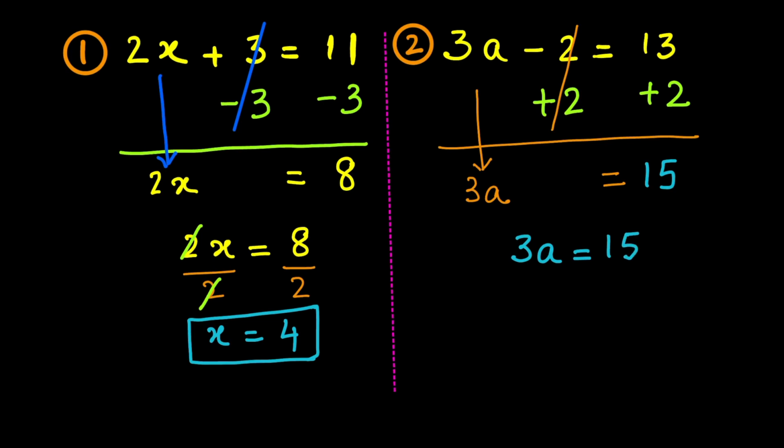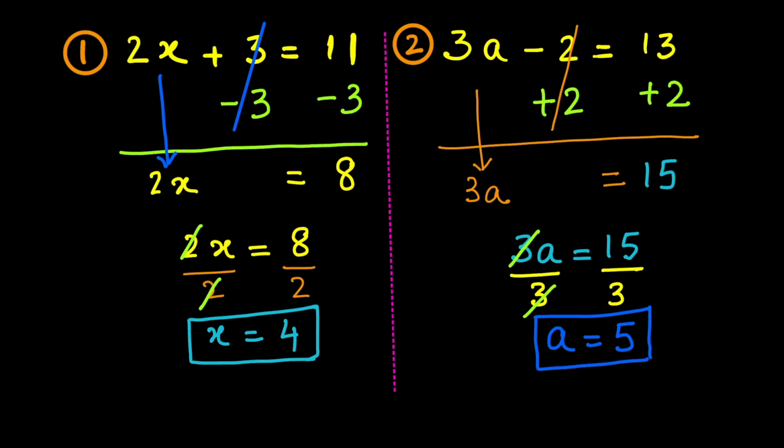So the second step, to isolate the variable a, since a is multiplied by 3, we divide by 3 on both sides. So this 3 and 3 get cancelled. Now we have a is equal to 15 divided by 3, which is 5. So a is equal to 5 is the answer for this.